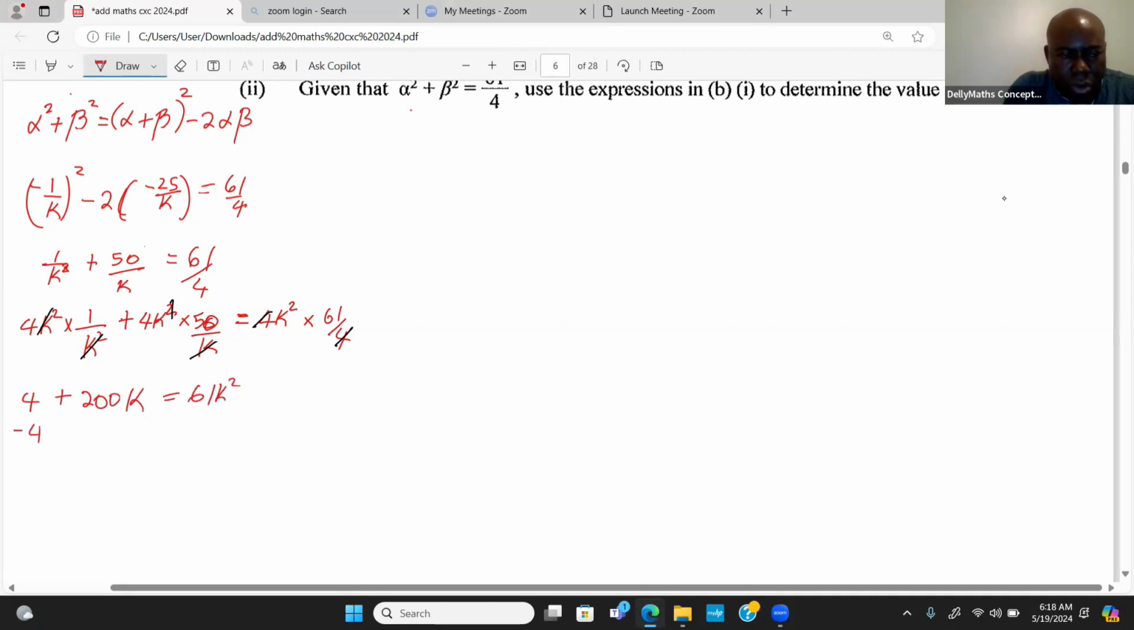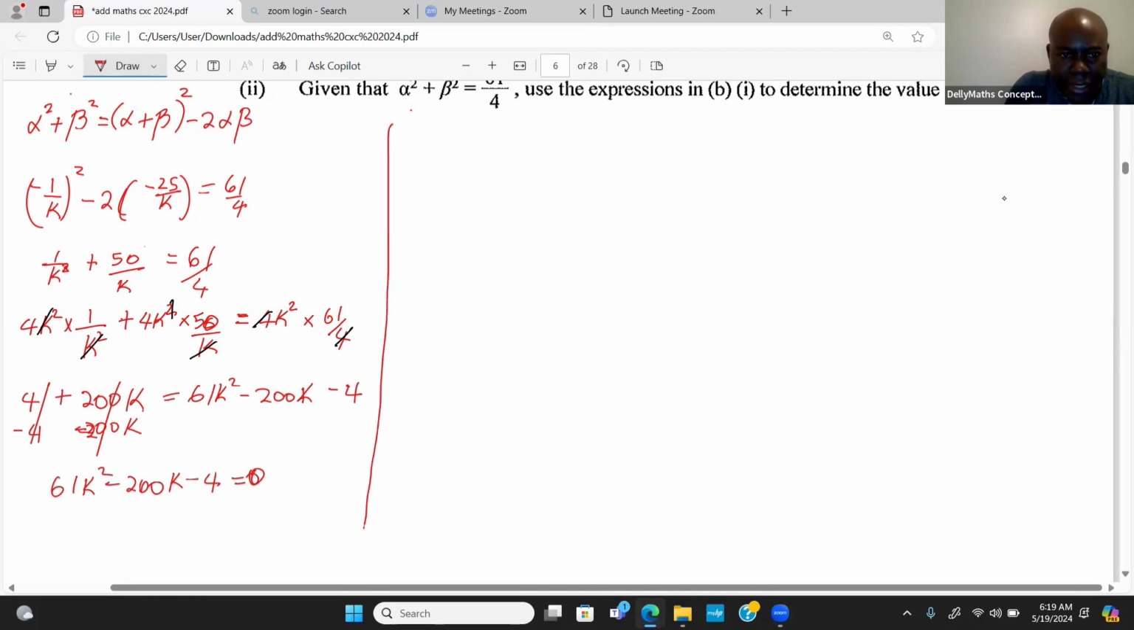Let us subtract 4 and 2 and subtract 200k from the left side, which means that on this side, we're going to have subtract 200k minus 4. Remember, though, that all of this is now equal to 0. So basically, this is what we really have: 61k squared minus 200k minus 4, and this is equal to 0.